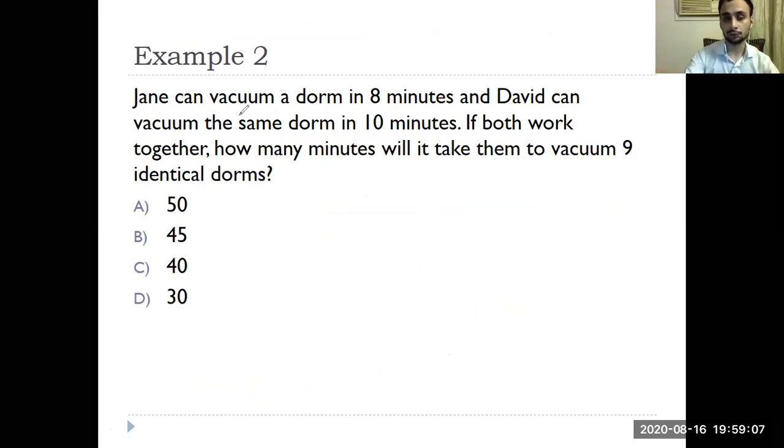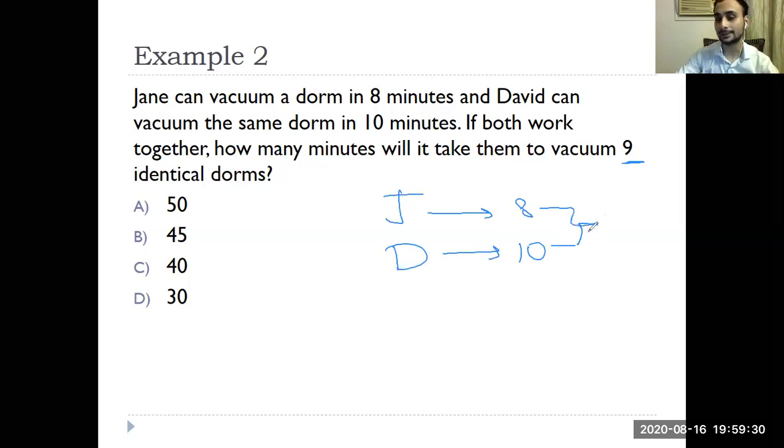So the first thing that you know is that Jane can vacuum a dorm in 8 minutes and David can vacuum a dorm in 10 minutes. If they both work together, how many minutes will it take them to vacuum 9 dorms? Now, ये कौन सा क्वेश्चन है? ये वो वाला क्वेश्चन है ना जिसमें इंडिविजुअली काम कर रहे हैं और आपने फिगर आउट करना है कि अगर कंबाइन काम करें तो कितना टाइम लगेगा.